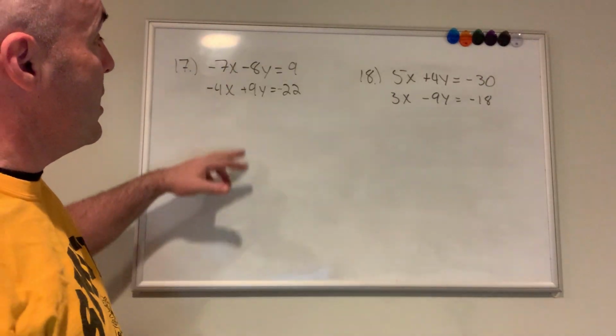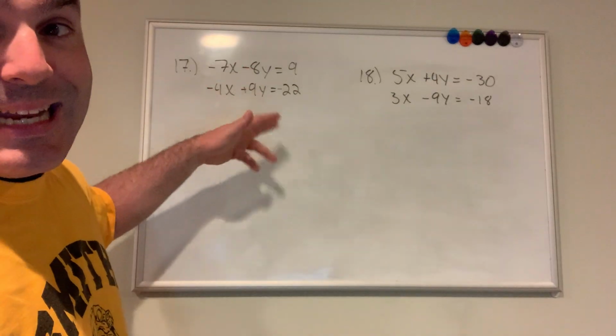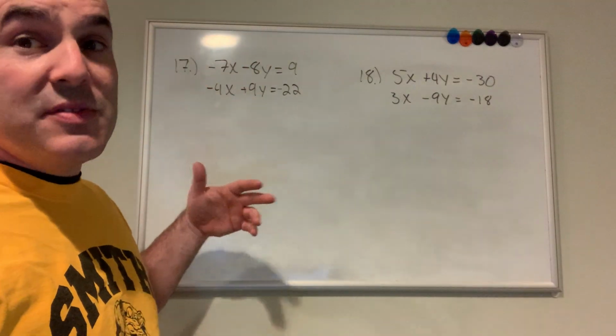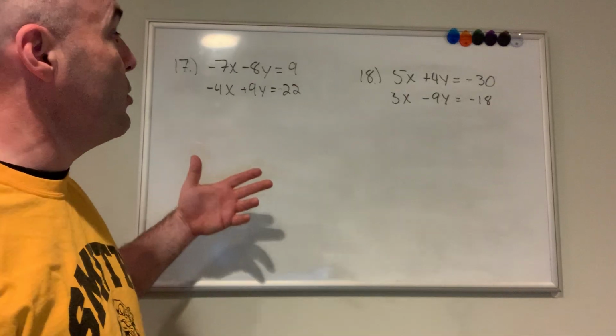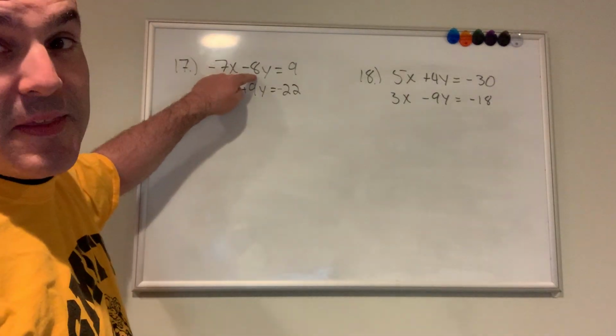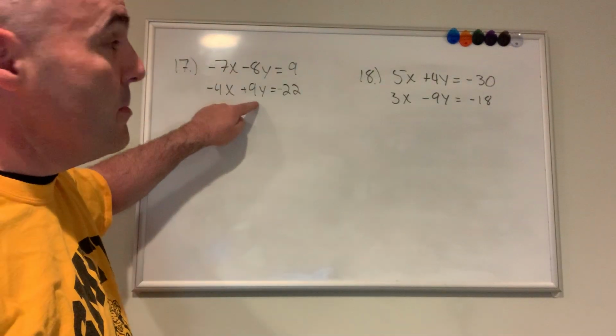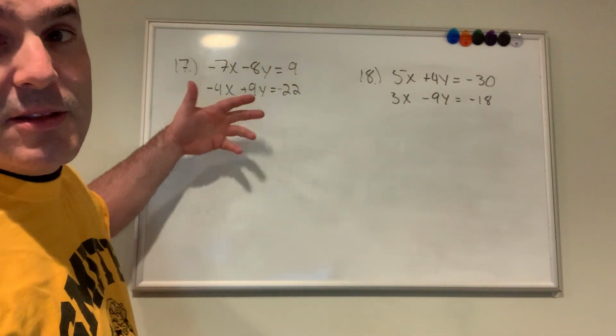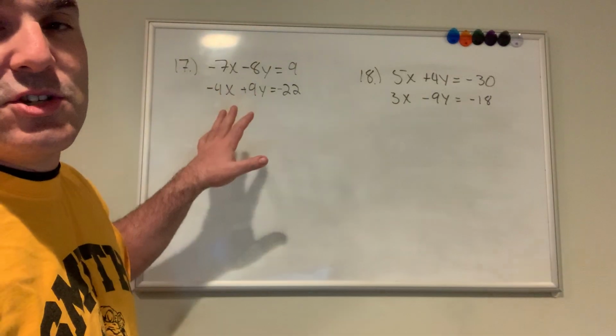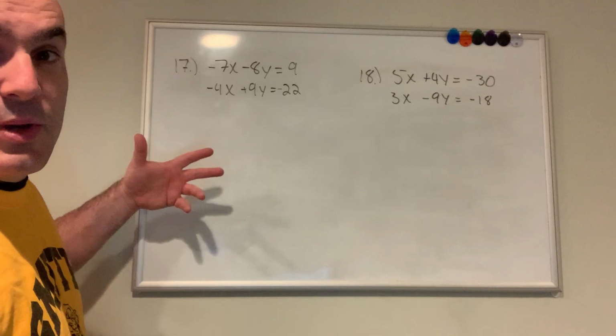In this particular one, if I'm looking at the y's, 8 and 9 would have a least common multiple of 72. Okay, that's a pretty large number. That means I'd have to multiply the top equation by 9 and the bottom equation by 8. It's going to change things a lot. It's going to give us a chance to make a lot of errors. So let's see if we can get a smaller number.